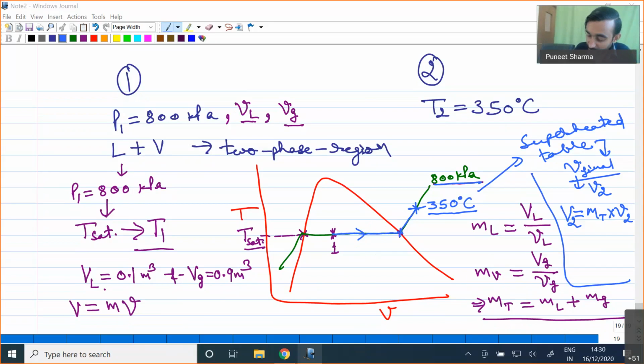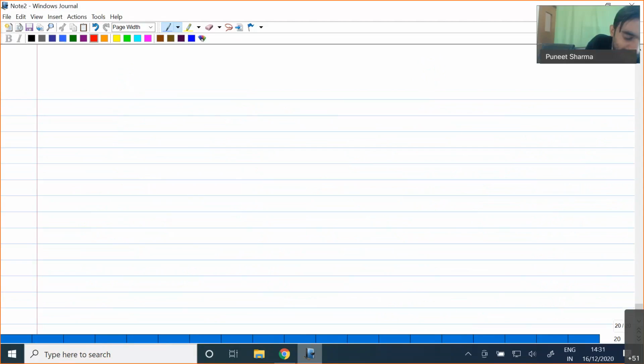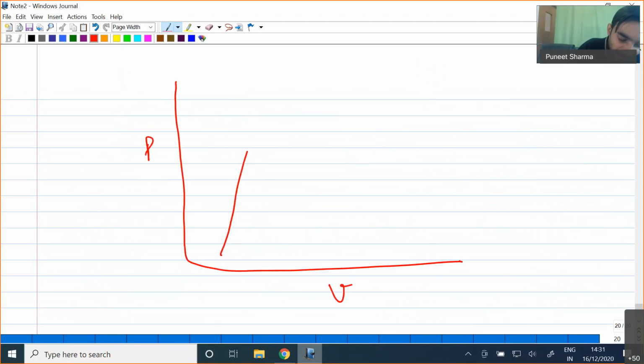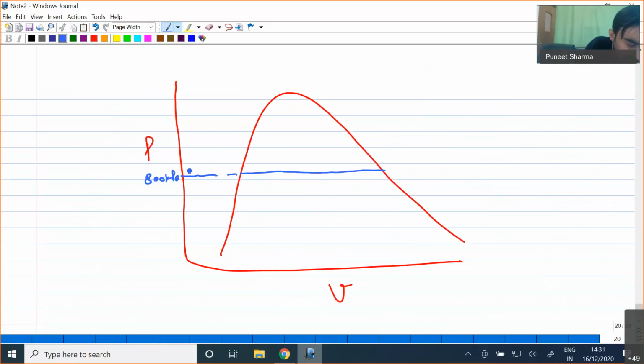Yes, sir. Now the last part is we have to present this process on a PV diagram. So this is my pressure, this is my volume, this is my liquid vapor dome. Say this is a pressure line corresponding to 800 kilopascals. My initial point was somewhere over here. Now what we have done is heating at constant pressure, until our final temperature is 350, and this is done at constant pressure. So this will be my state number 2. Okay.